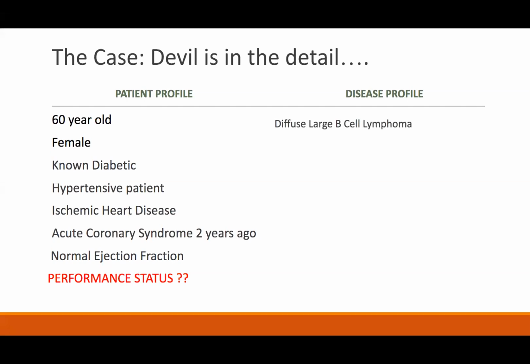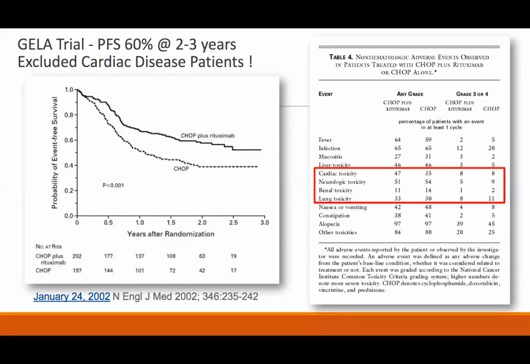So what do we know about the disease? Here we only know that this patient has diffuse large B-cell lymphoma. We are not aware of the stage, cell of origin, and double hit or not, and the IPI of this lady. So I would like to briefly recount as to what we are trying to achieve by looking at all these parameters. So what will help us in deciding?